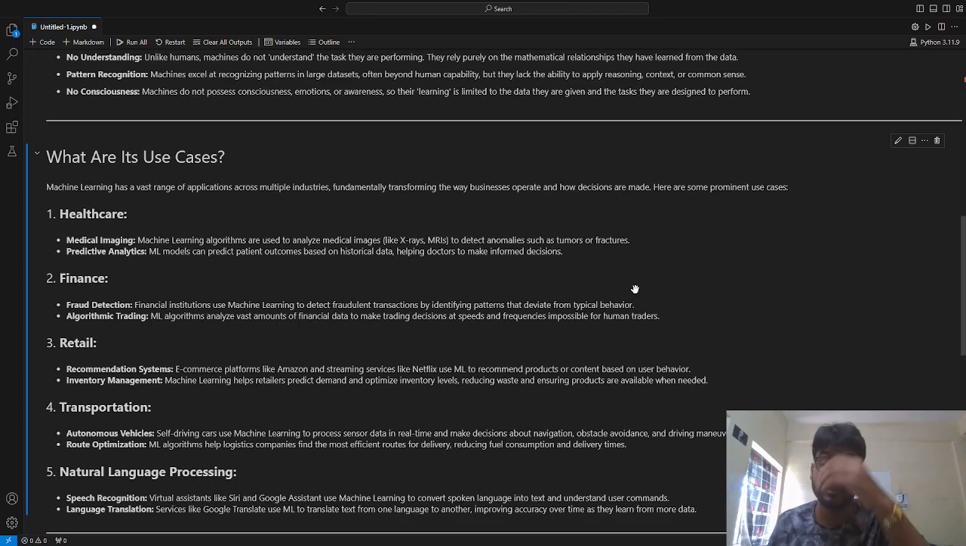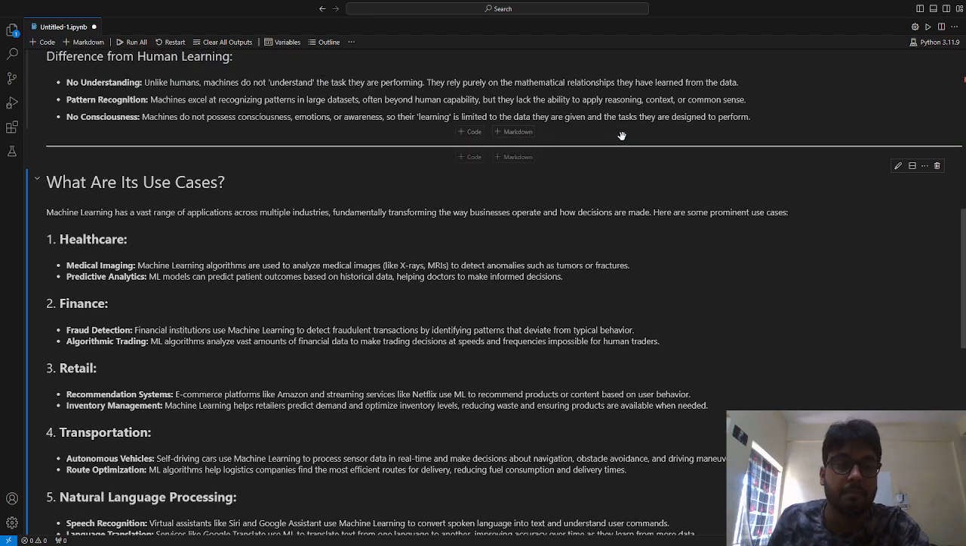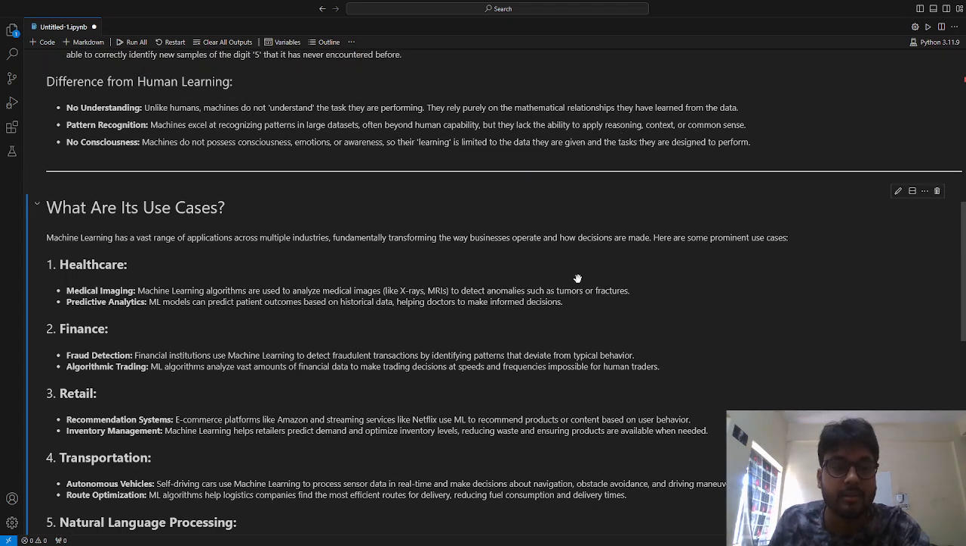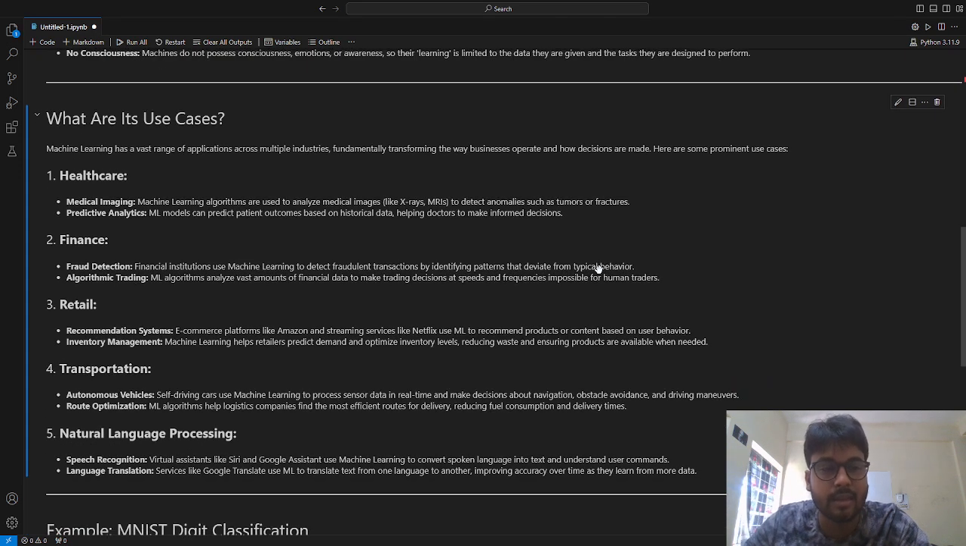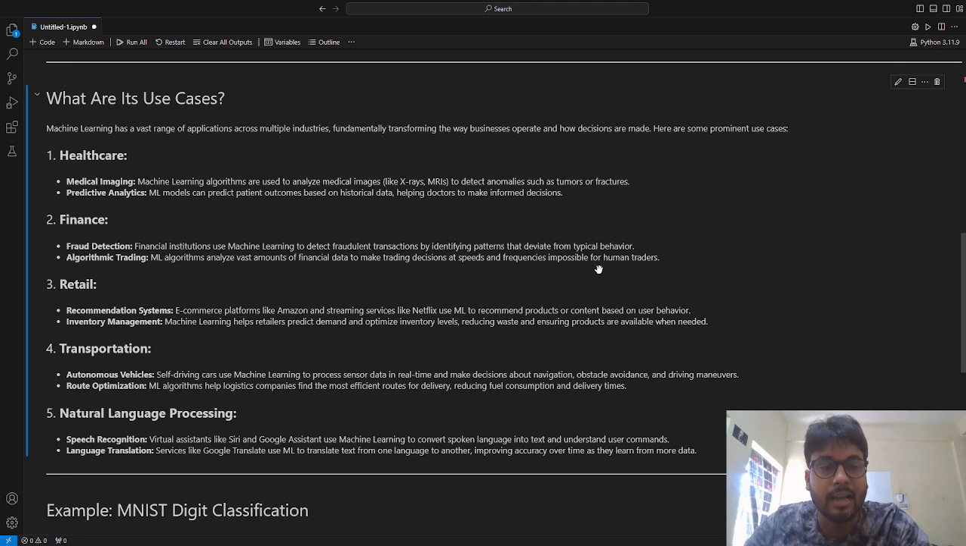Okay, now comes the question: what are some of the use cases? Machine learning is a very common word nowadays, so let's understand the use cases of machine learning. I've listed some of them. Healthcare is there. In healthcare, we do medical imaging and predictive analysis. You can have an algorithm which predicts what sort of tumor a person has based upon his MRI scan. Then we have finance, the usual stock price prediction analysis.